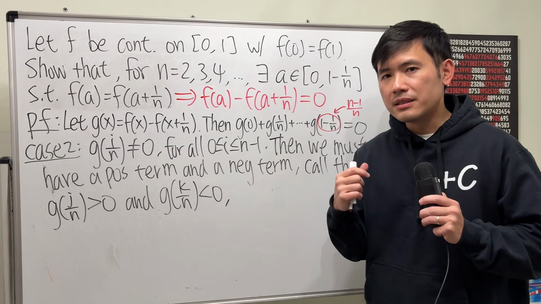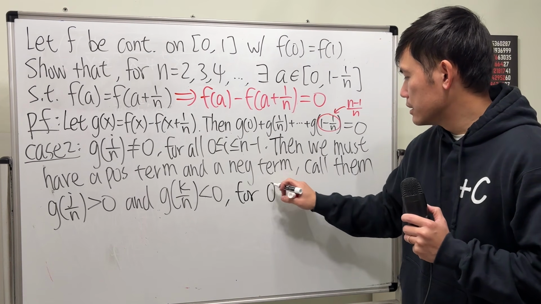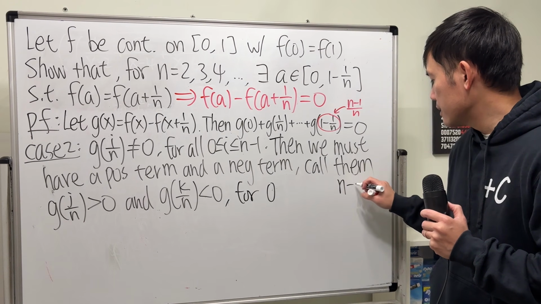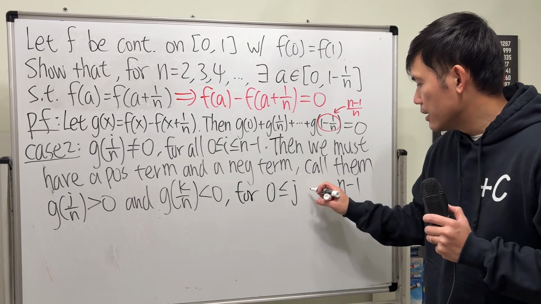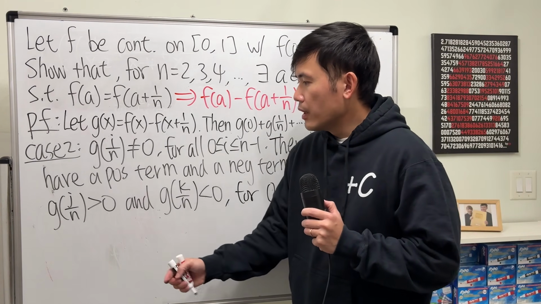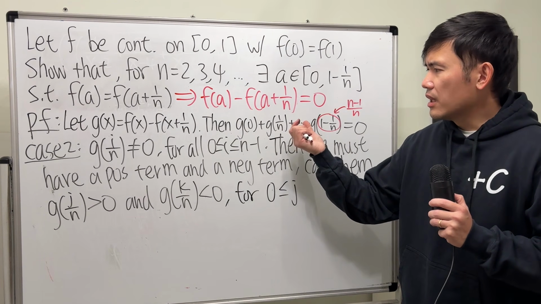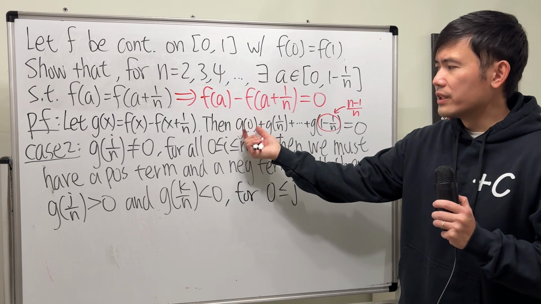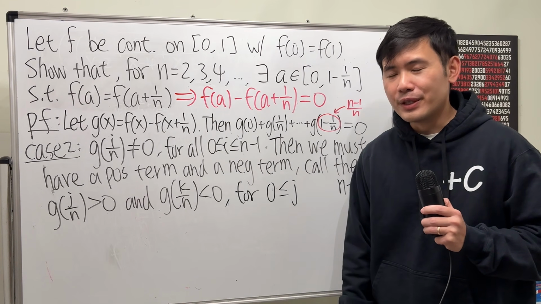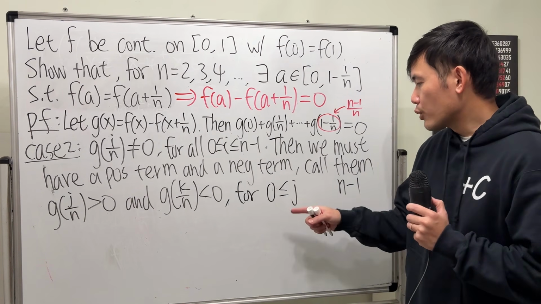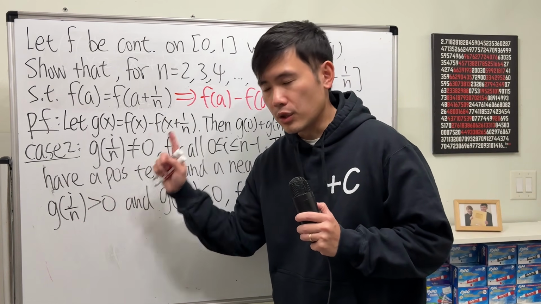Now here is some technical part. I will write this down first for 0 and n minus 1. Let me write down j first. And then, here's the question. Does the positive term go first or does the negative term go first? Does it matter? The truth is, it doesn't matter. So right here, I'm going to still say that the positive term goes first.